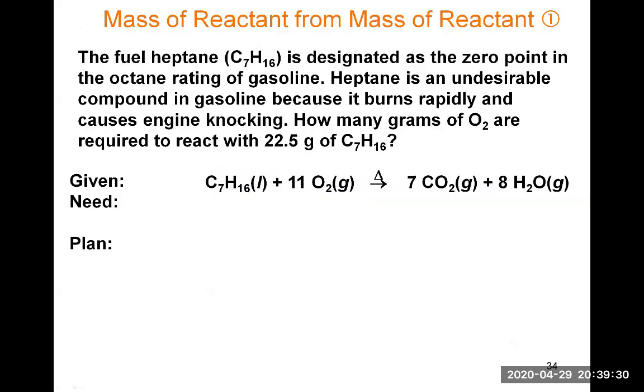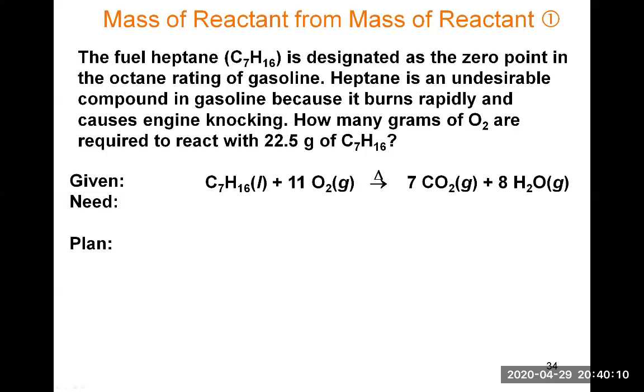So the best way to learn is by practicing and seeing examples first. So let's go through this first example. The fuel heptane, C7H16, is designated as the 0 point in the octane rating of gasoline. Heptane is an undesirable compound in gasoline because it burns rapidly and causes engine knocking. How many grams of O2 are required to react with 22.5 grams of C7H16?